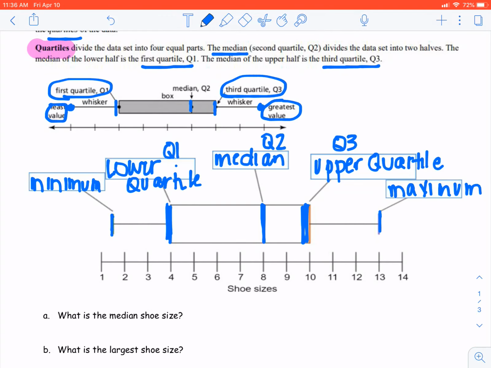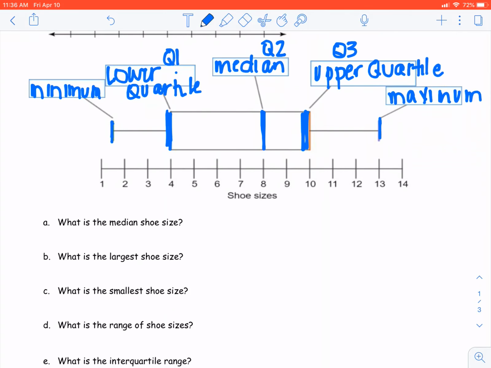All right, so let's answer some questions about this. This looks like it's talking about shoe size. So what is the median shoe size? Looking at your median, you just kind of come down. That shows that the middle of the data is a size 8. Next question. What is the largest shoe size? The biggest number, that's your maximum value all the way over on the right-hand side, would be a size 13. So the biggest shoe size would be a size 13.